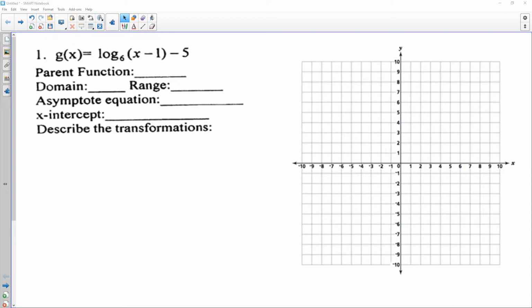Going through, this is problem number one on the assignment. I think you had to do one, two, and three. So we'll do one together, and hopefully that'll allow you to do two and three. For problem number one, the first part should be fairly straightforward.